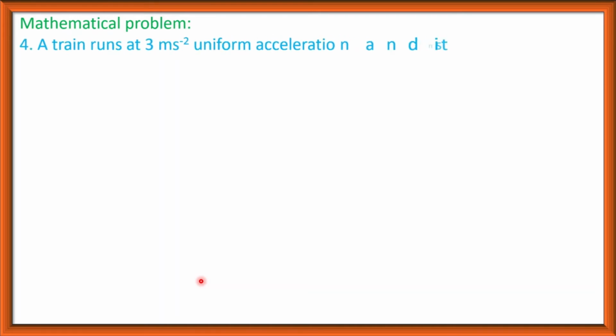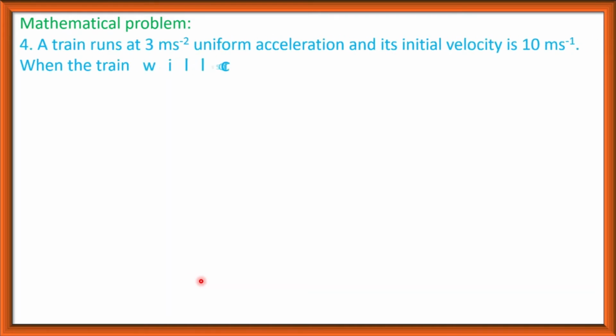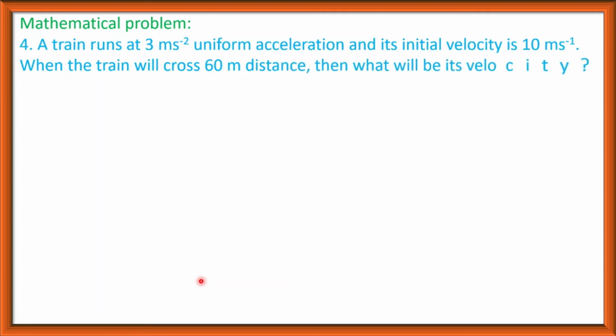Now our fourth problem: a train runs at 3 meter per second square uniform acceleration, and its initial velocity is 10 meter per second. When the train will cross 60 meter distance, then what will be its velocity?